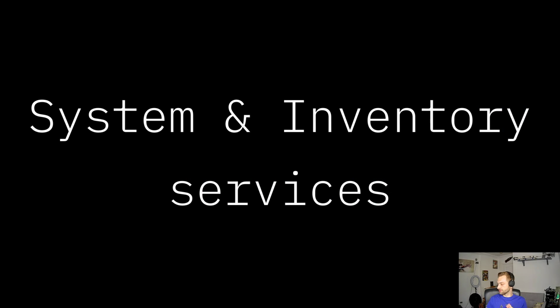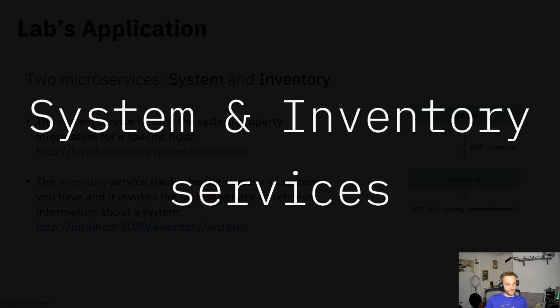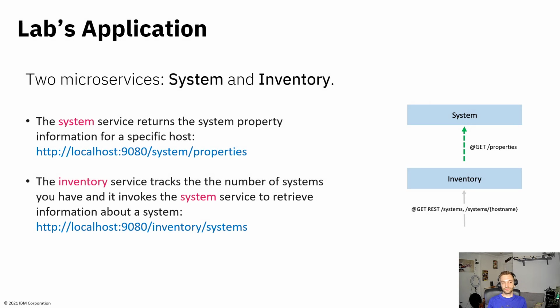The applications we're going to be using today are system and inventory. They're very simple microservices. The system microservice basically just returns the system property information for a specific host. If we're running in containers, it'll be the system information for that container. If we're running on our local machine, it'll be the system properties for our local machine. And the inventory service basically just tracks the number of systems you have. It invokes the system service to retrieve information about a system, so it stores information about the different systems.